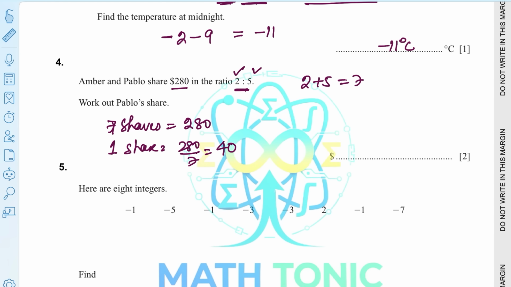Now how many shares does Pablo have as per the question? It's 5. So 5 times 40 equals $200. Is it okay, everyone? So this question is easy, I think, so you can do it very easily, right? If I'm going very fast, please try to pause the video and check how I'm solving these questions.